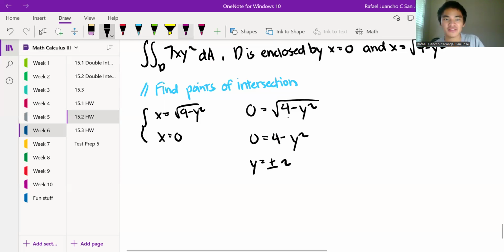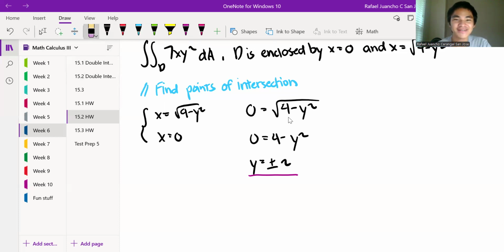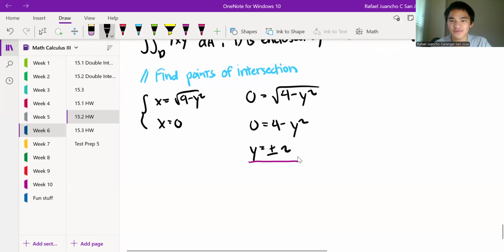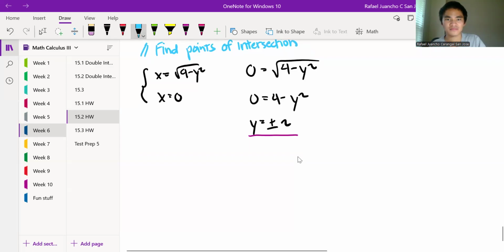But then if I have this for my y, now my x can be, I can plug this in. So I get 0. Amazing. Yeah, I get 0. So that's my y, right? Negative 2 to 2. So here, find the integral and solve it. Basically what we need to do.